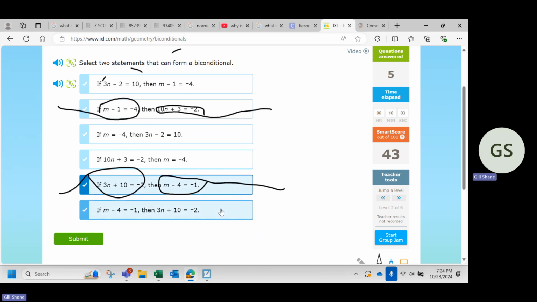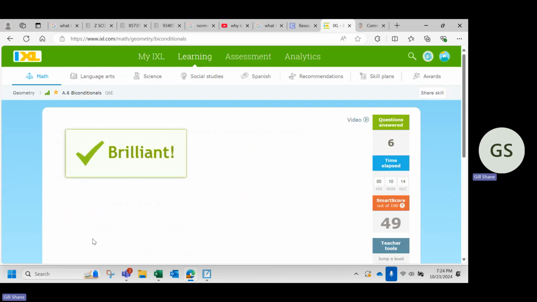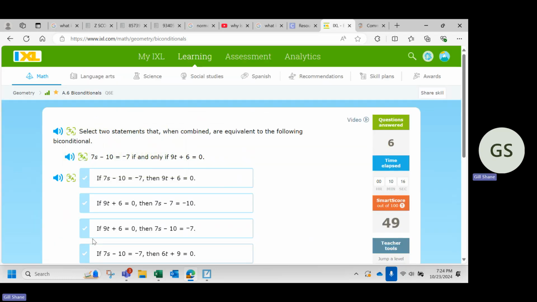So then you would select those two. Those are the two statements that are converses of each other. Therefore, they make up a biconditional statement. That one wasn't tricky. It's the first time we ever went that far into all the statements to find the answer.